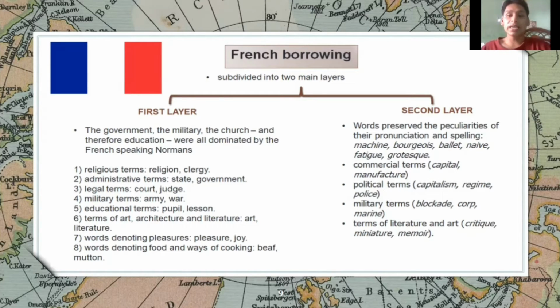The second layer refers to words which preserve the peculiarities of their pronunciation and spelling. Some words are machine, badges, valet, knave, fatigue, and grotesque. Commercial terms like capital, manufacture. Political terms like capitalism, regime, and police. Military terms like blockade, corps, and marine. Terms of literature and art like critic, miniature, and memoir.